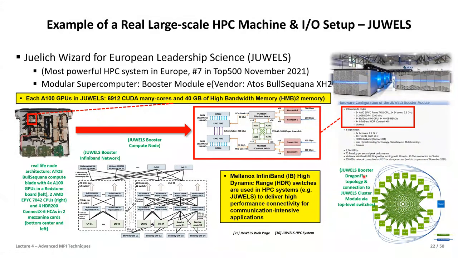Again, you see here the Dragonfly plus regional topology with certain cells that are very well connected and then connected on the overall layer, within, let's say, the booster module. And then you also have to see that this booster is connected to the cluster module with another high bandwidth connection.